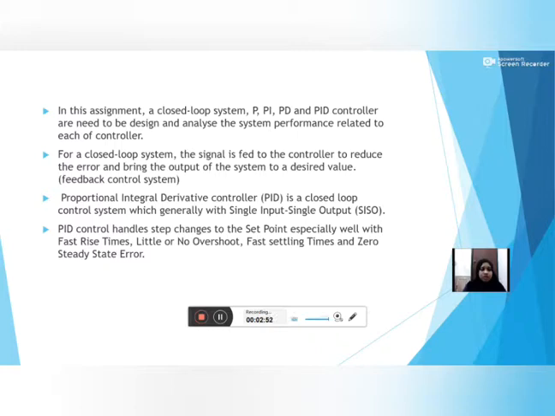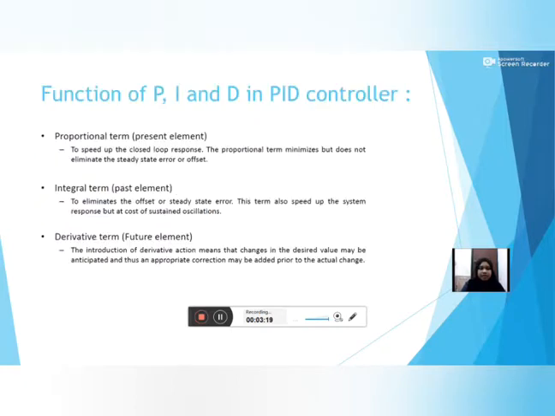A proportional integral derivative controller, which is a PID controller, is a closed loop system, generally with a single input and single output (SISO). PID control handles step changes to the set point especially well, with fast rise times, little or no overshoot, fast settling times, and zero steady state error.